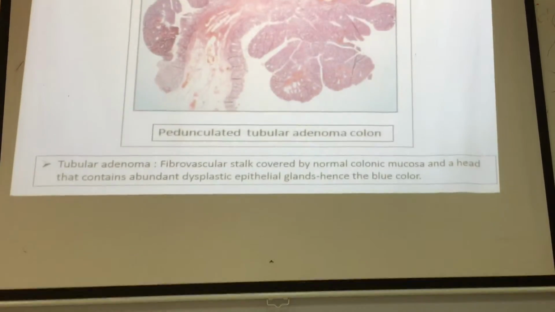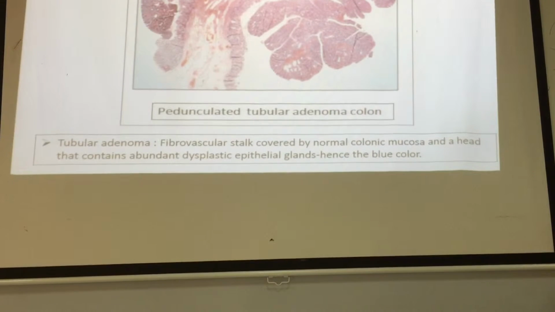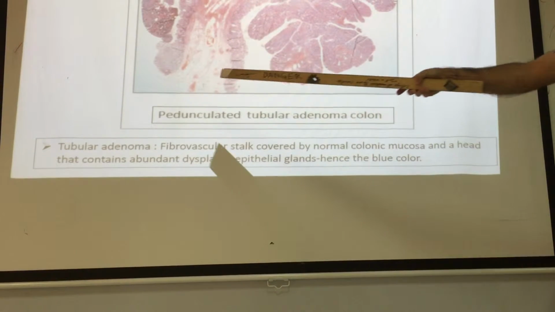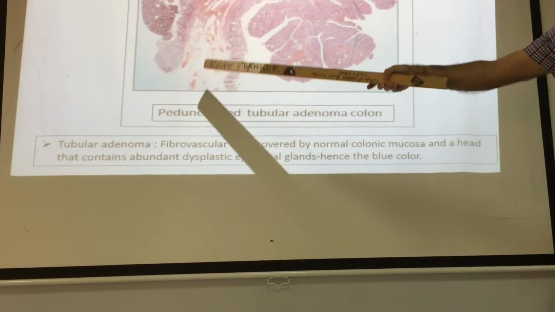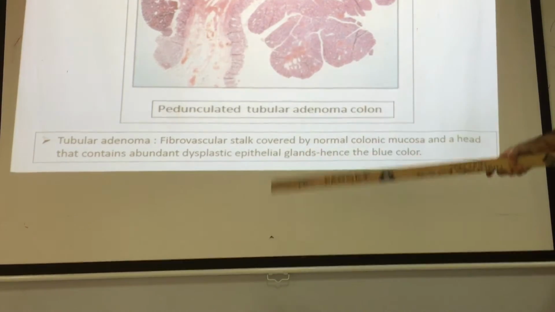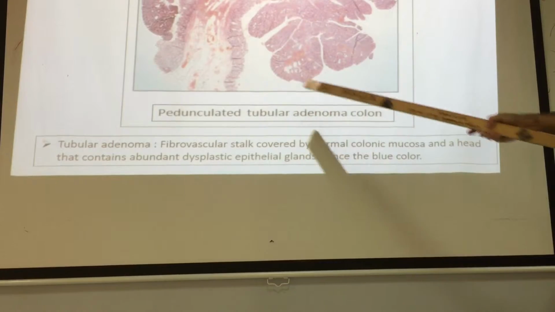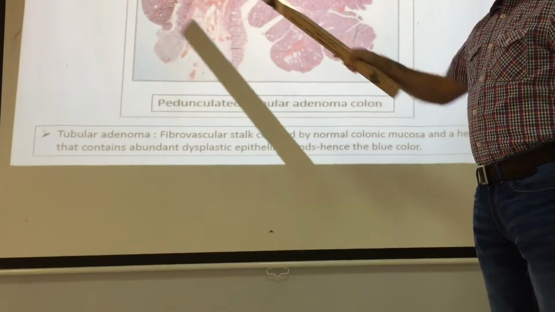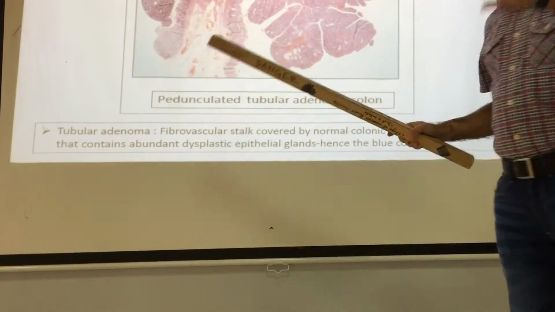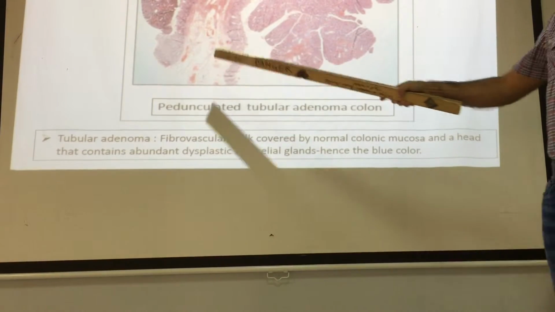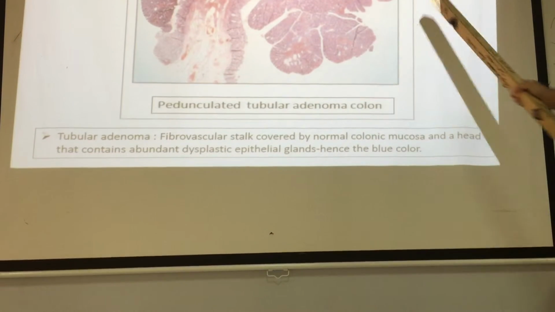So this is one of the pedunculated tubular adenomas. Pedunculated means it has a peduncle. This protrusion is the peduncle or the stalk. So this is the whole adenoma, a tubular adenoma. This is the stalk by which it is attached to the intestine, and this is the head.